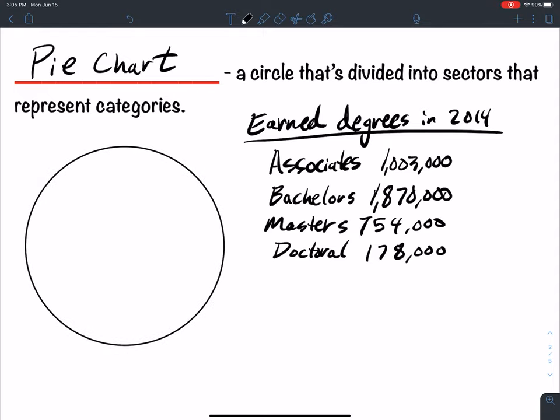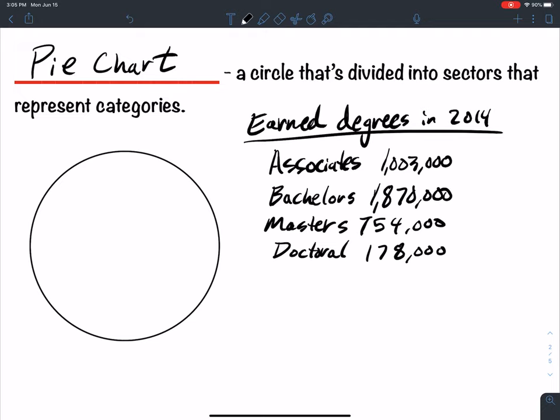So we draw a big circle here. Okay, and I'm going to put a dot right in the middle. Now, to figure out the proportion that goes with each of the four categories, we need to do the relative frequency. Okay, so relative frequency is equal to the frequency of the class divided by all of them.